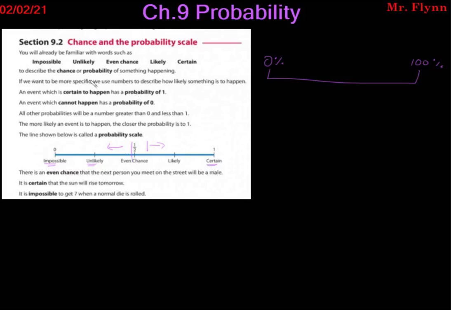All right, and you can read that up there yourselves in your own time. I'm not going to go through that. That's pretty much explained there. And even just if you look, it's impossible to get a 7 when a normal dice is rolled because a dice only goes up to as far as 6.